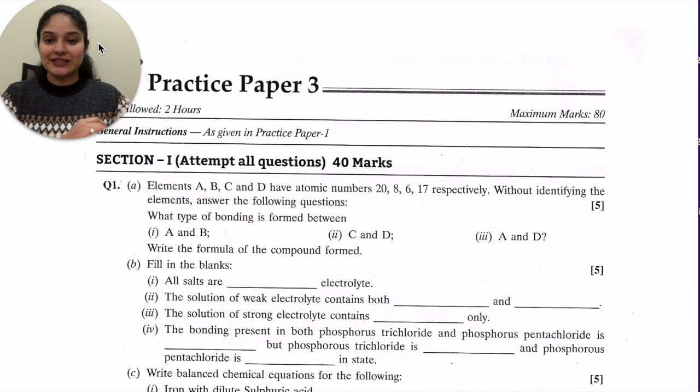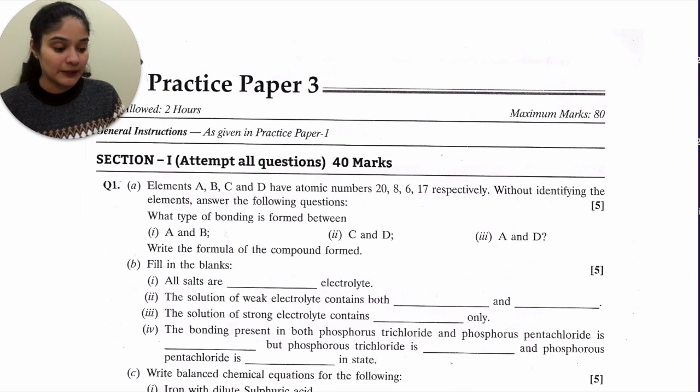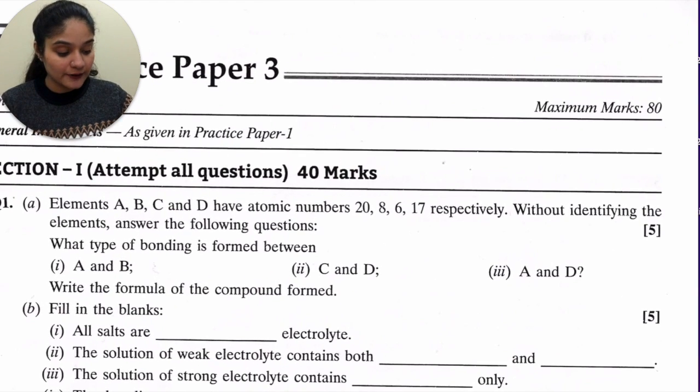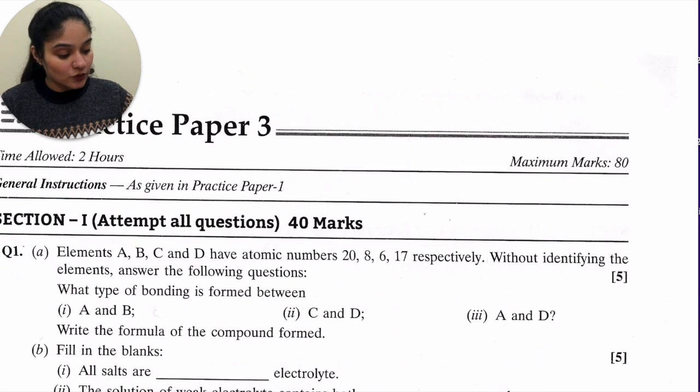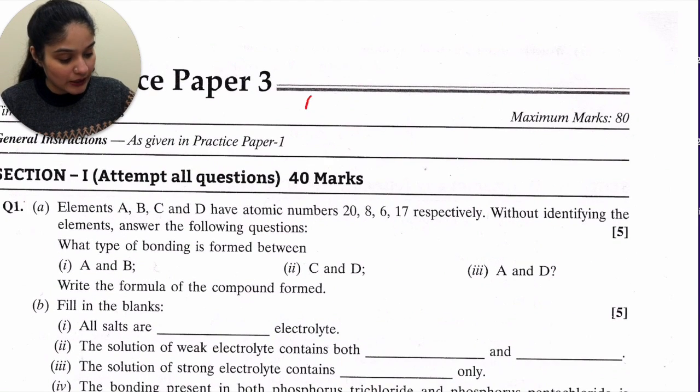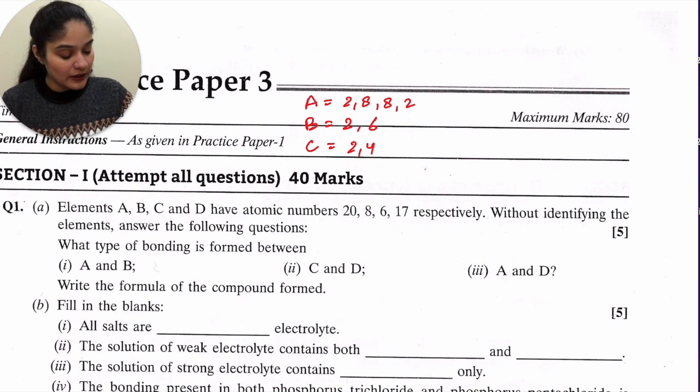The first question says elements A, B, C and D have atomic numbers 20, 8, 6 and 17. Without identifying the elements, answer the following questions. What type of bonding is formed between A and B? First we look at the electronic configuration of all of them. A is 20, so 2, 8, 8, 2. Then B would be 2, 6. C would be 2, 4. And D would be 2, 8, 7.